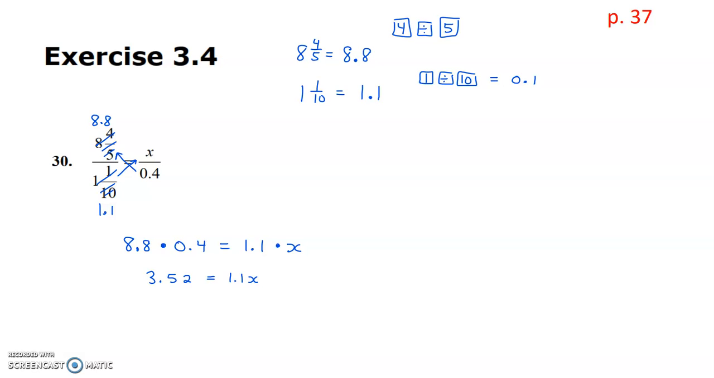And because we're multiplying to x, we will divide in order to eliminate that. And we're going to divide by 1.1 over here as well. And 3.52 divided by 1.1 gives a result of 3.2. So x is equal to 3.2.